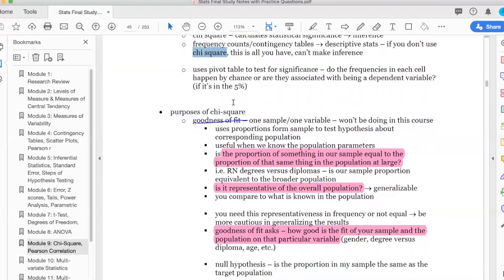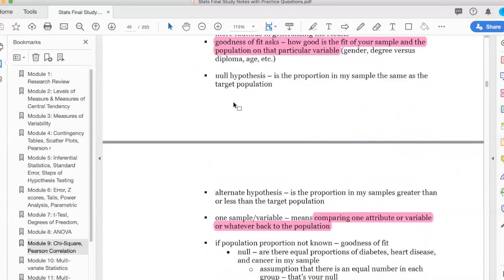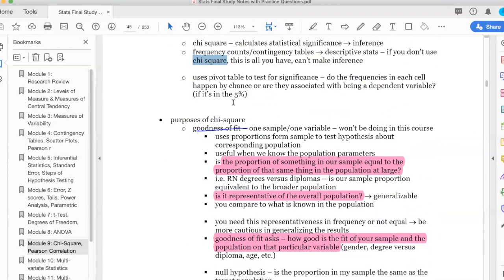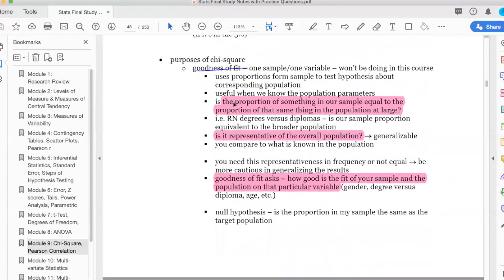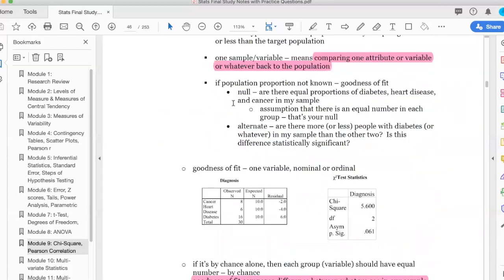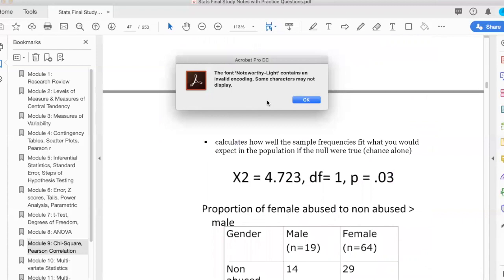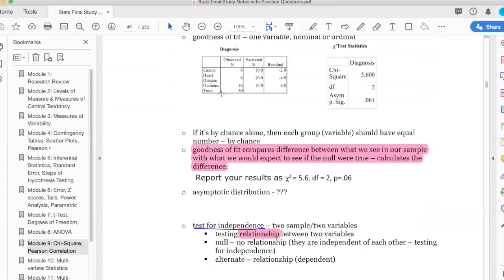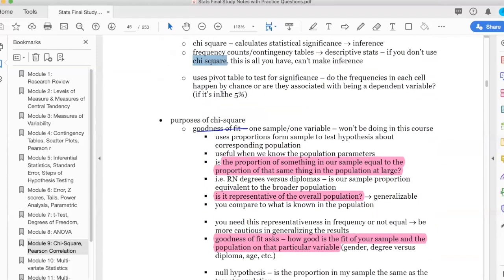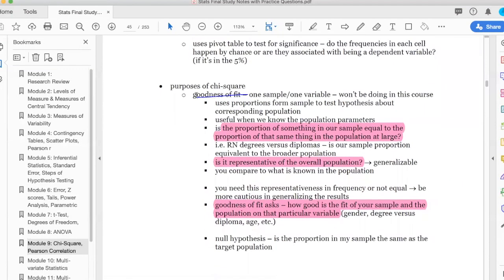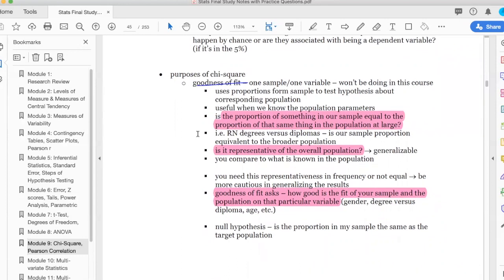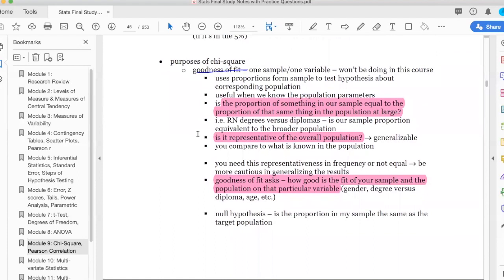Frequencies in each cell happen by chance. Okay, this is better explained way down here, so we'll just skip down there. So she only, I think, talks about a few different kinds of chi-square tests. So this is one of the purposes of a chi-square.